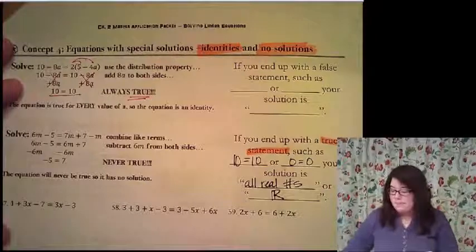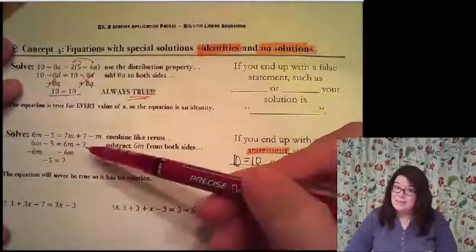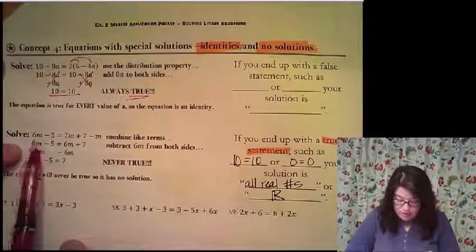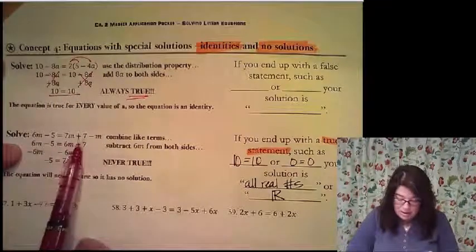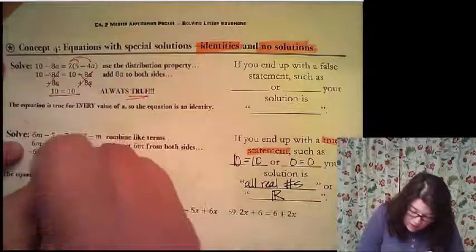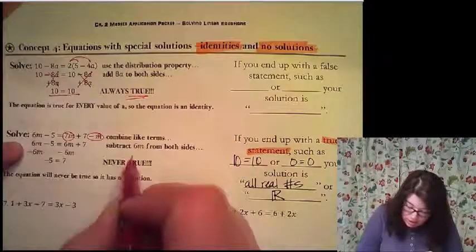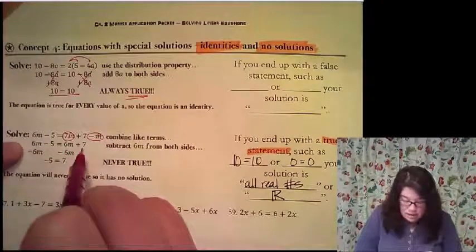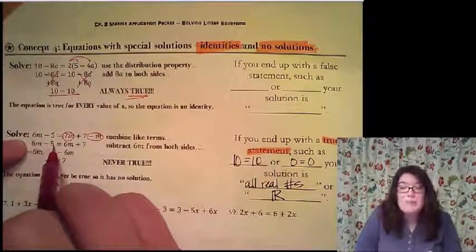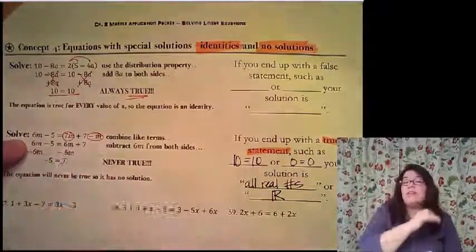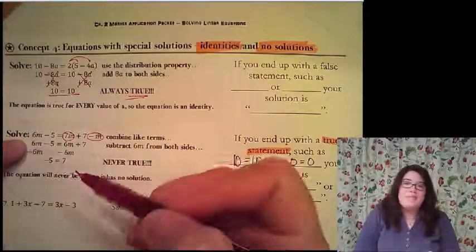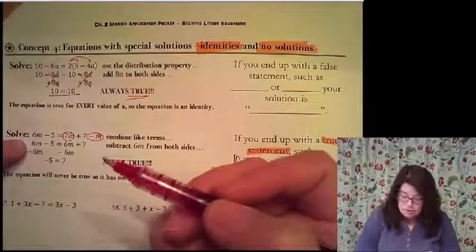But what happens, like this example, if you do all of that work? Let's see, we've got 6m minus 5 equals 7m plus 7 minus m. So we take this 7m and negative m, and when we combine like terms to get our next line, 6m plus 7. Nothing changed over here. Now it's time to move our variables to the left and our constants to the right. Again, it doesn't matter which side, but that's an easy way to do it. So that's what we're going to do here.